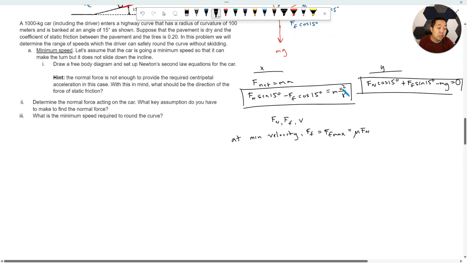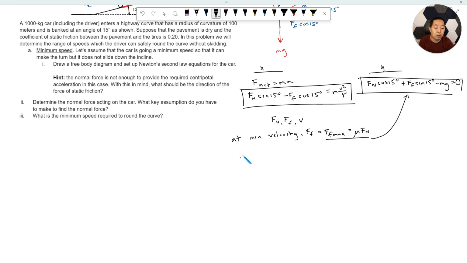Now, I don't want to use this equation because I don't know v, but I can use this equation because I can then plug this into the frictional force. So I get Fn cosine 15 degrees plus mu Fn sine of 15 degrees, and then just move the mg to the other side. And look at this, I can factor out an Fn to get mg, and I can solve now for the normal force.